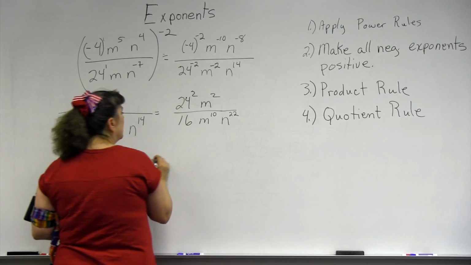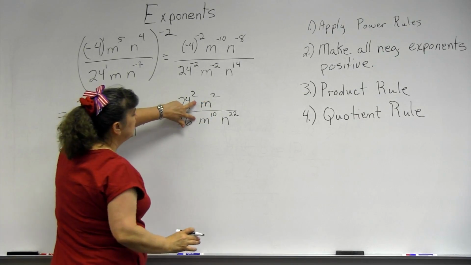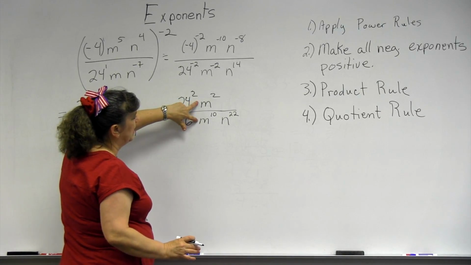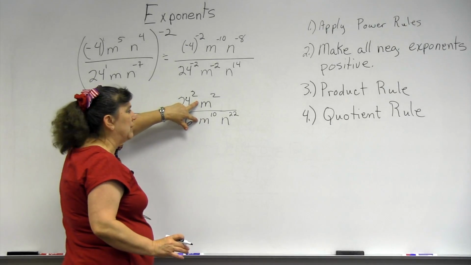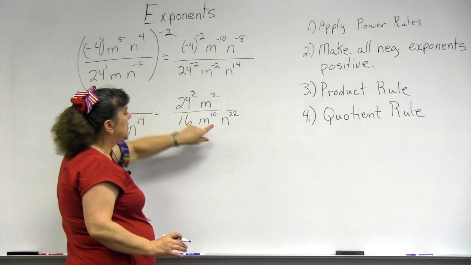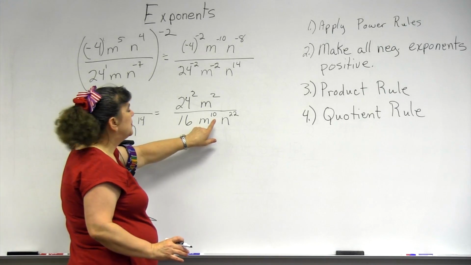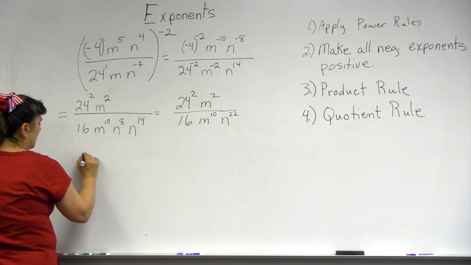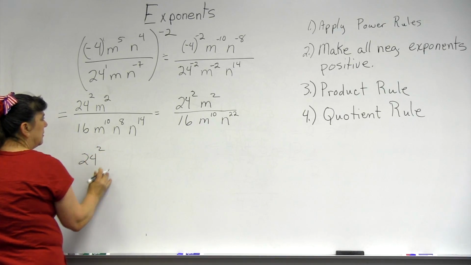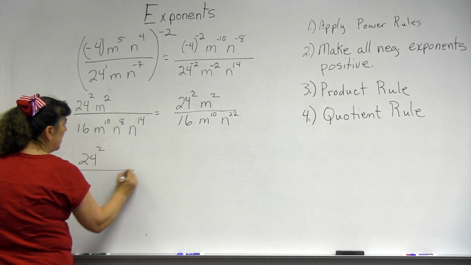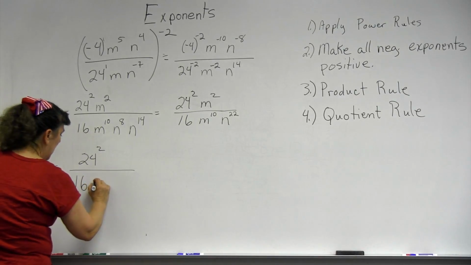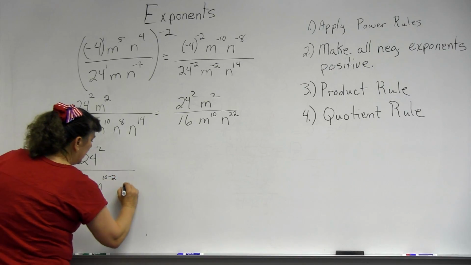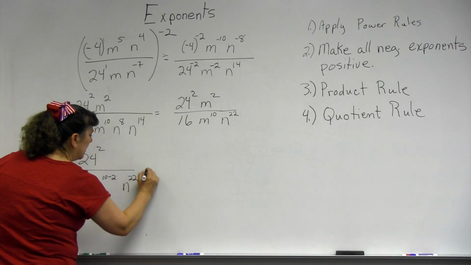All right? Now, our last step says apply the quotient rule. Okay, quotient rule is going to be the same base in the numerator and the denominator. So we have m squared and m to the 10th. Where is my larger exponent, the top or the bottom? Yes, it's in the bottom or the denominator. So that is where my subtraction is going to take place. So you're going to have 24 squared, and then on the bottom, you're going to have 16 m to the 10 minus 2, and then n to the 22nd.